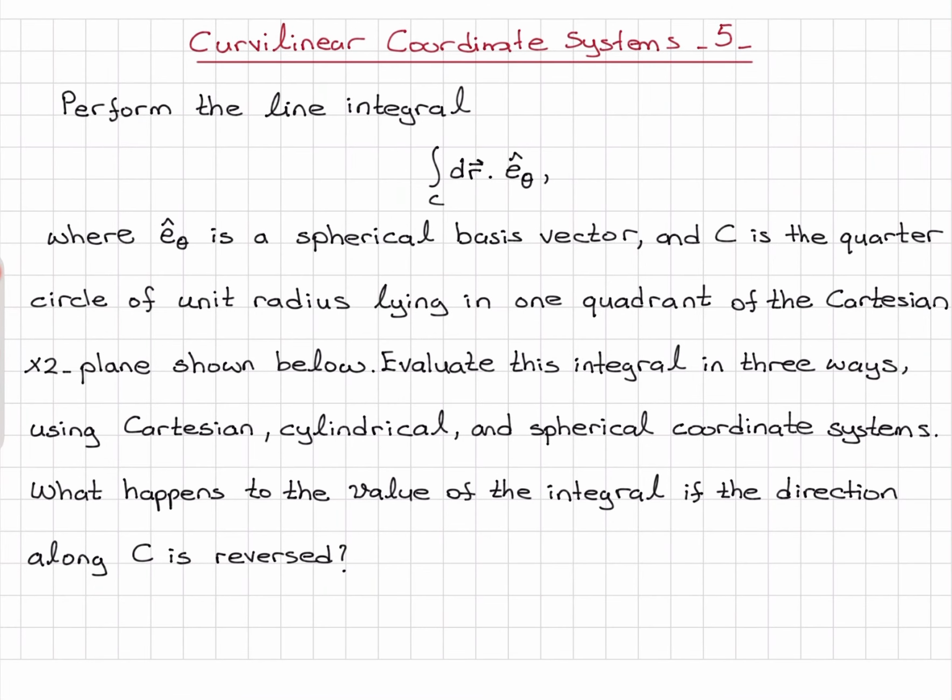Curvilinear coordinate systems 5. We performed a line integral over the contour of dr dot e theta hat, where e theta hat is a spherical basis vector and C is the quarter circle of unit radius lying in one quadrant of the Cartesian xz plane shown below. We have already evaluated it using Cartesian coordinates and spherical coordinates. Now we will do cylindrical coordinates. And we're going to ask what happens to the value of the integral if the direction along C is reversed.